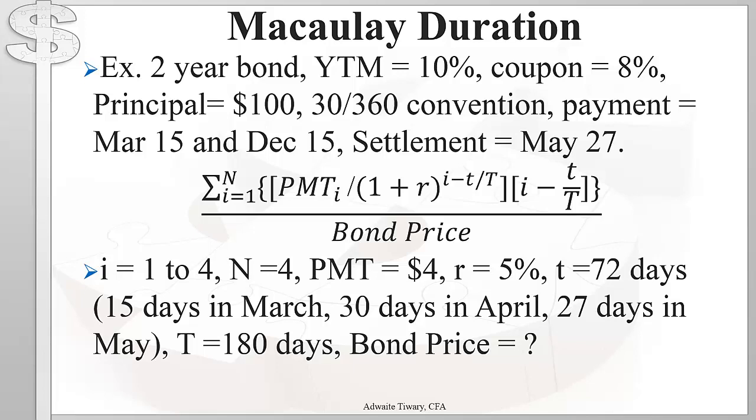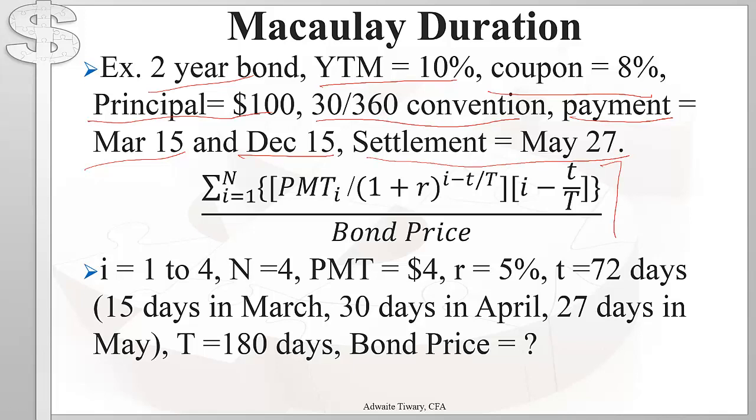Now let's look at an example. Suppose we have a 2-year bond with a yield to maturity of 10% annually. The coupon rate is 8%. $100 is the principal amount. We use the 30 by 360 convention to count the payment dates, which are semi-annually, March 15th and December 15th. And the settlement date is May 27th, which is between the two coupon dates.